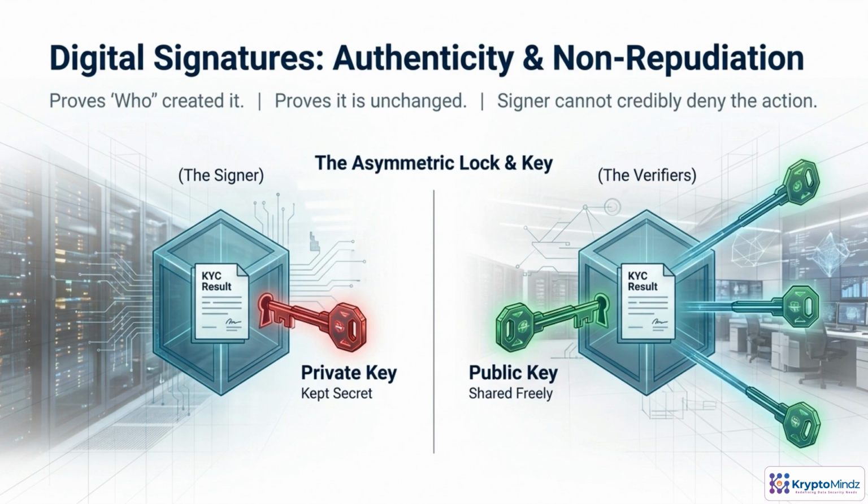Digital signatures let you prove three things about a KYC result or any decision artifact: who produced it, that it hasn't been altered, and that the signer can't later deny issuing it. The issuer signs with a private key that must stay tightly controlled. Anyone holding the matching public key can verify the signature without learning the private key. Architecturally, this turns every KYC decision into a cryptographically bound statement, anchored to a specific system or legal entity.